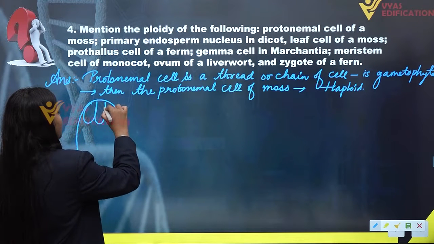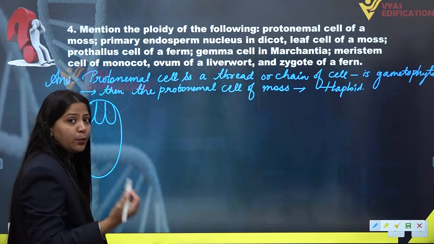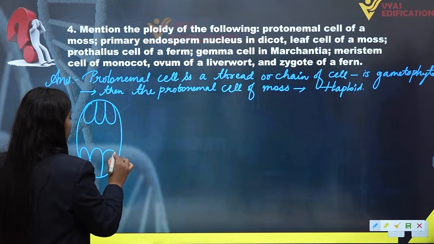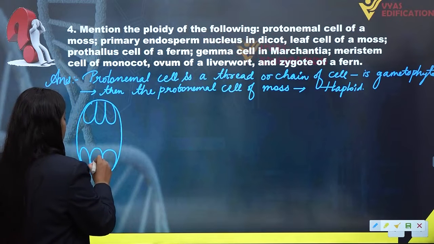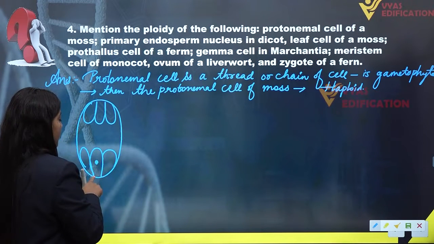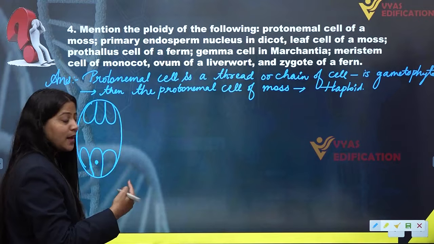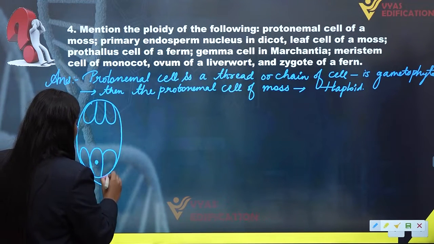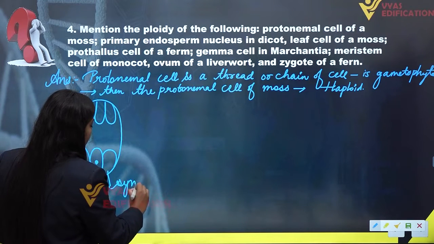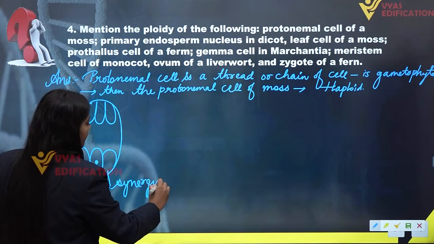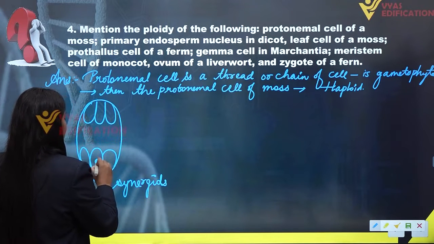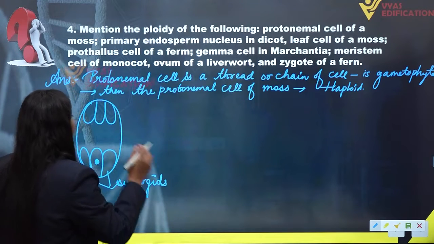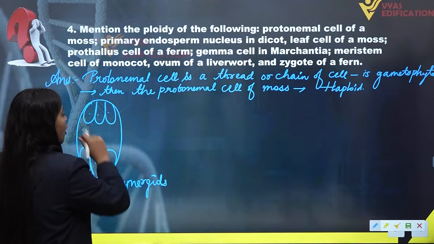On one end it has 3 cells like this, which are known as antipodal cells. On the other end it has an egg apparatus made up of 3 other cells. The middle one in the egg apparatus is known as the egg cell, and the 2 side cells are known as synergids. Now, this egg cell contains the egg or female gamete inside it.